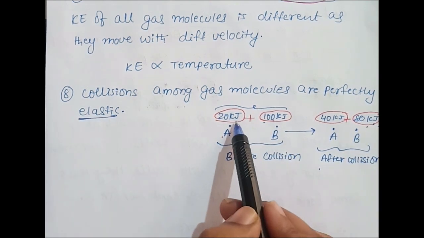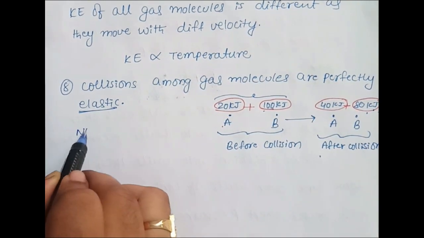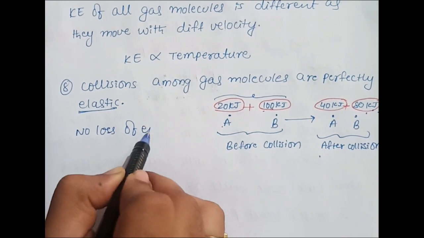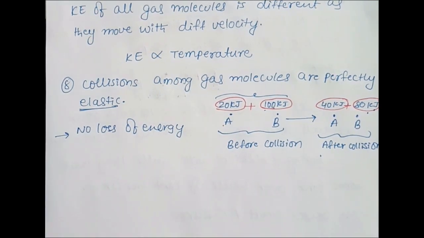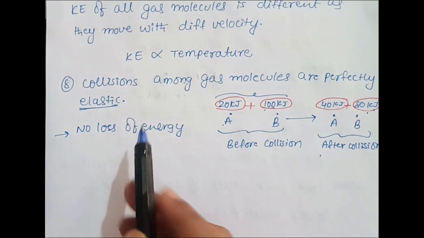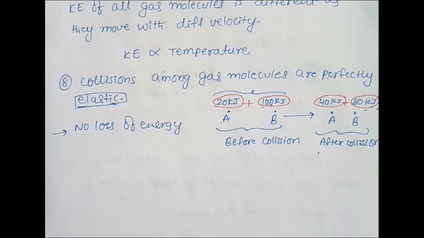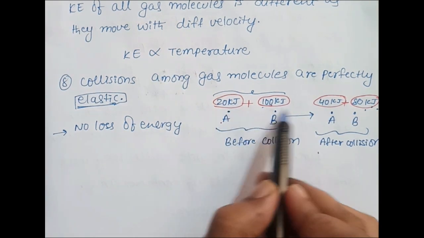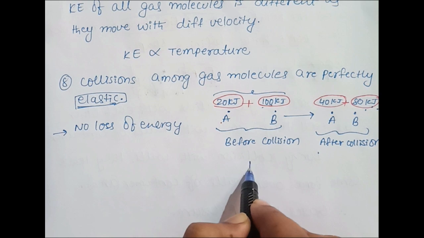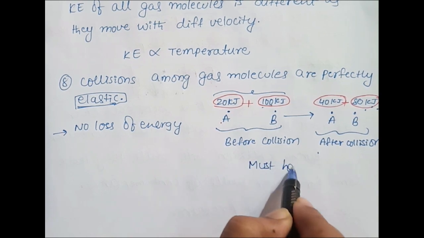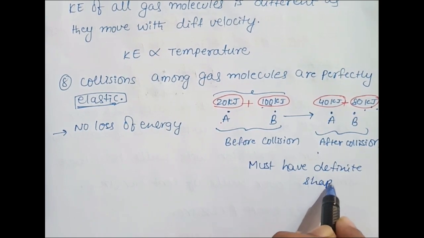So it means the energy of one molecule gets transferred to another, but there will not be any loss of energy. So there is no loss of energy. However, the energy may transfer from one molecule to another molecule. Now you may ask me, sir, how can you prove it? Suppose the collisions are inelastic, then somewhere they will lose all energy and they must have settled down. They must have settled down means gases must have a definite shape.